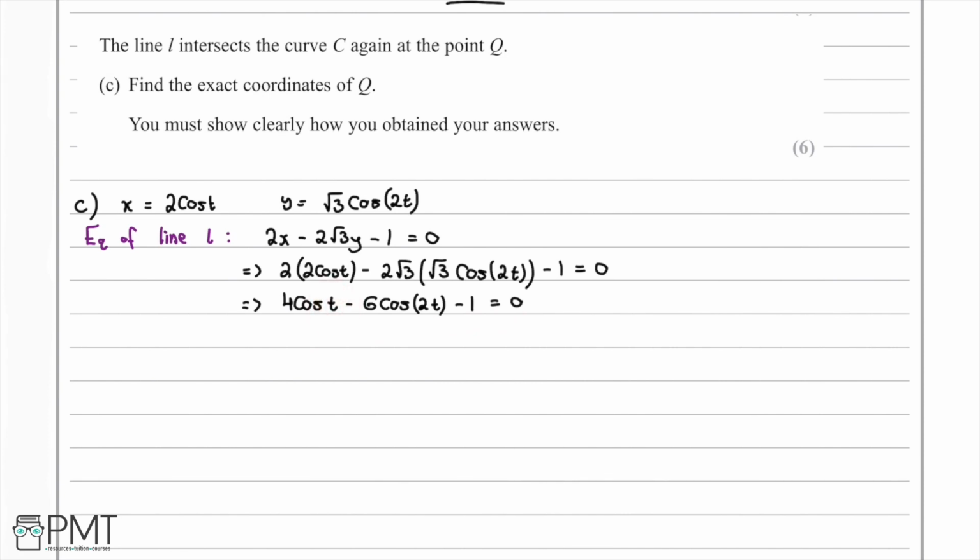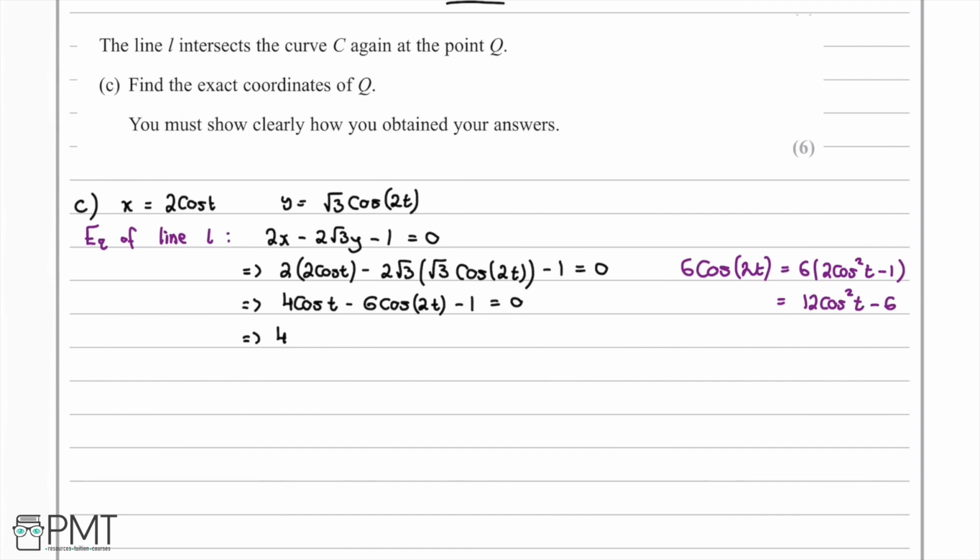So recall that 6 cos 2t, by the double angle formula, is going to equal 6 lots of 2 cos squared t minus 1, which is equal to 12 cos squared t minus 6. The reason we want this is then we'll have a quadratic: a squared term, a simple t term, and then a coefficient. So we'll now substitute this 12 cos squared t minus 6 back into this equation.